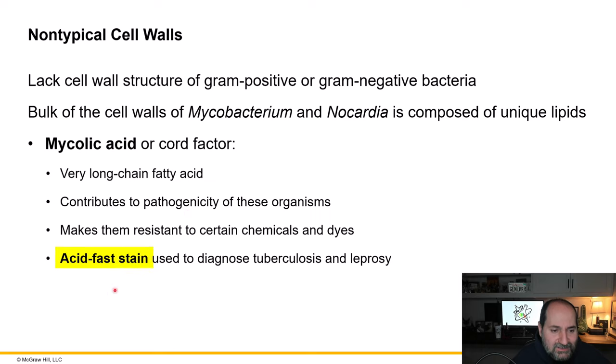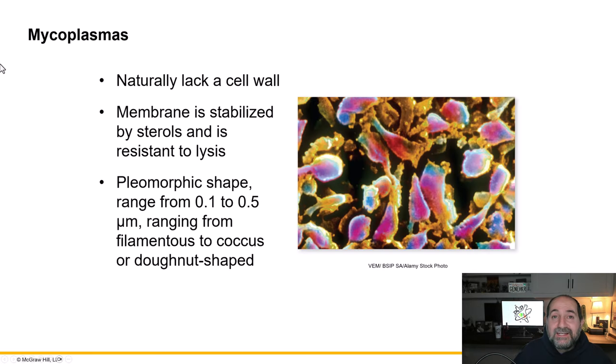And these are known as the acid-fast bacterium. So remember, in the lab, we conduct an acid-fast stain. Those acid-fast bacterium are the ones that have mycolic acids in the cell wall. These bacterium tend to be pathogenic, disease-causing. So for instance, the bacterium that cause tuberculosis and leprosy are bacterium with mycolic acids in the cell wall. These are acid-fast bacterium.